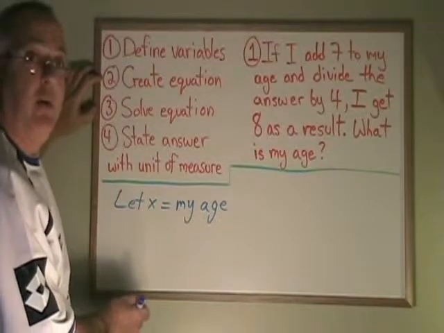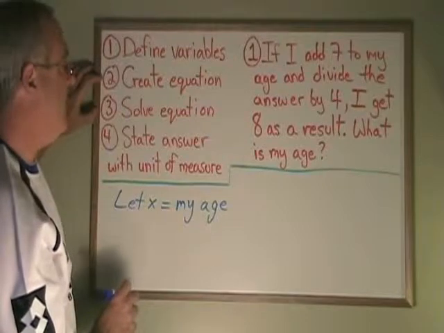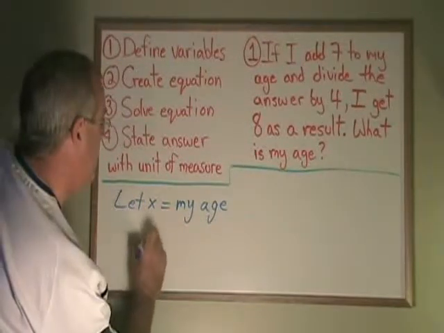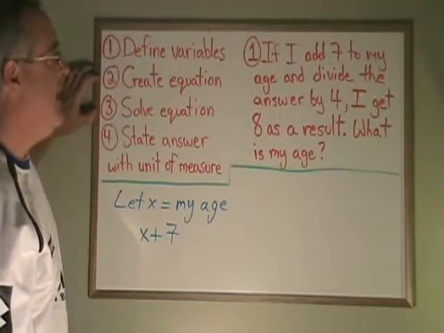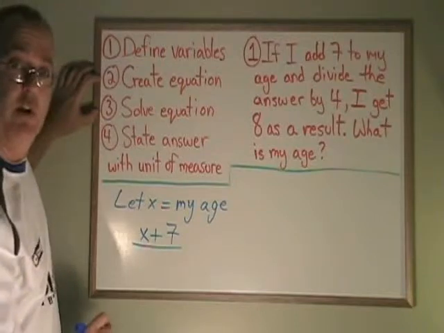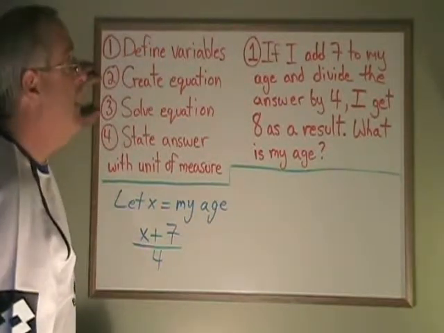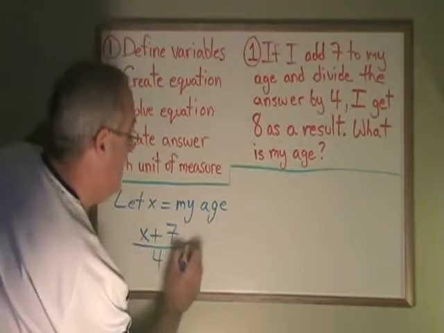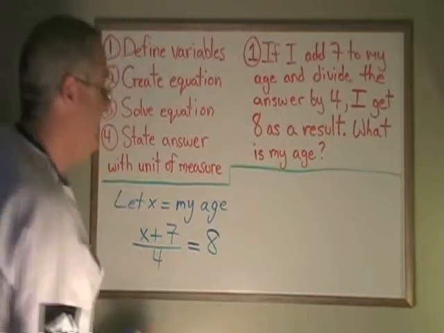Step 2, create the equation. Interpreting this problem, if I add 7 to my age, that means I am saying x plus 7, my age plus 7. And divide the answer by 4, well, that means I can take this expression and divide it by 4. I get 8 as a result means I need an equal sign, and this is equal to 8.